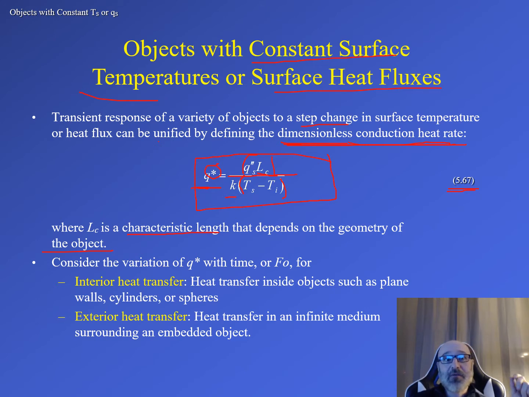So now we want to consider a variation of this value for Q, our dimensionless conduction heat rate, with time, or our Fourier number, which is our dimensionless time, for, let's take a look now at interior heat transfer. So this is heat transfer inside of objects such as plane walls, cylinders, or spheres again. Those are the three simple geometry cases. Or external heat transfer, where we're dealing with heat transfer to an infinite medium surrounding an embedded object.